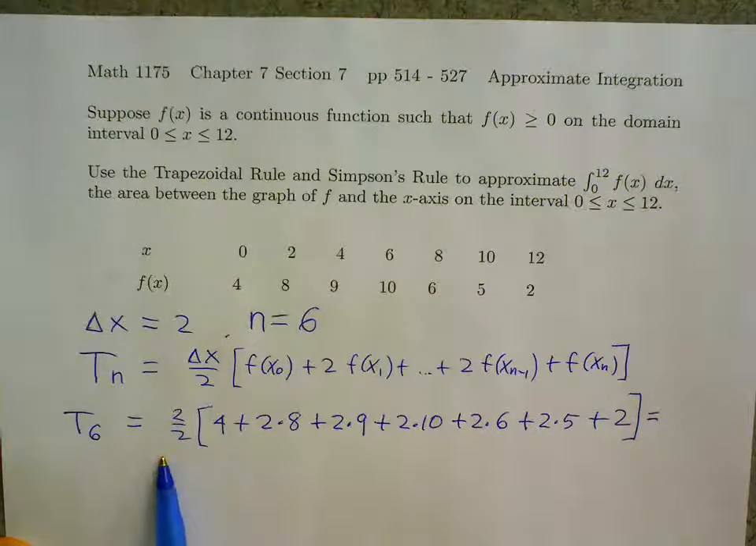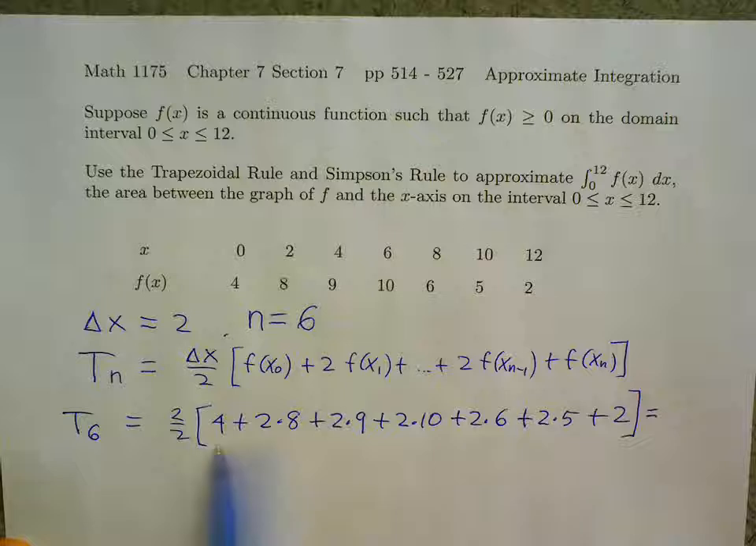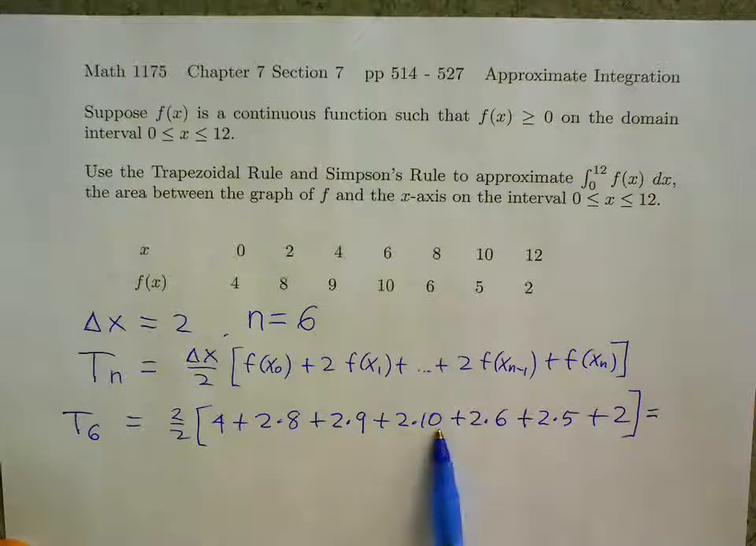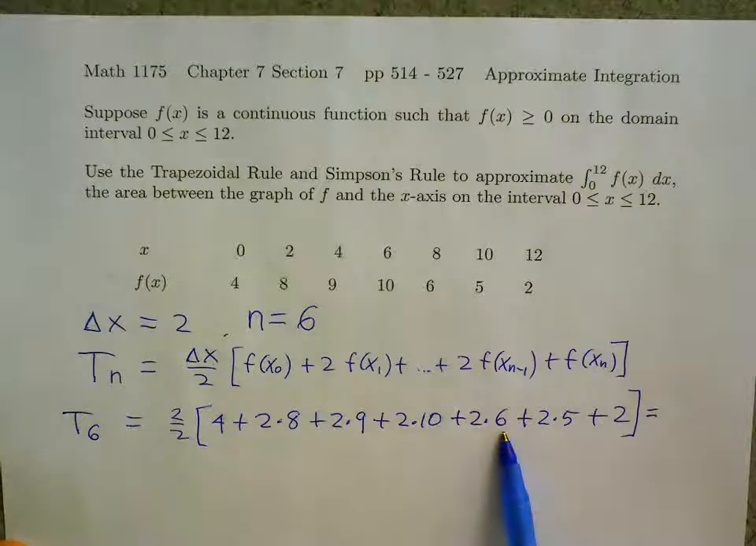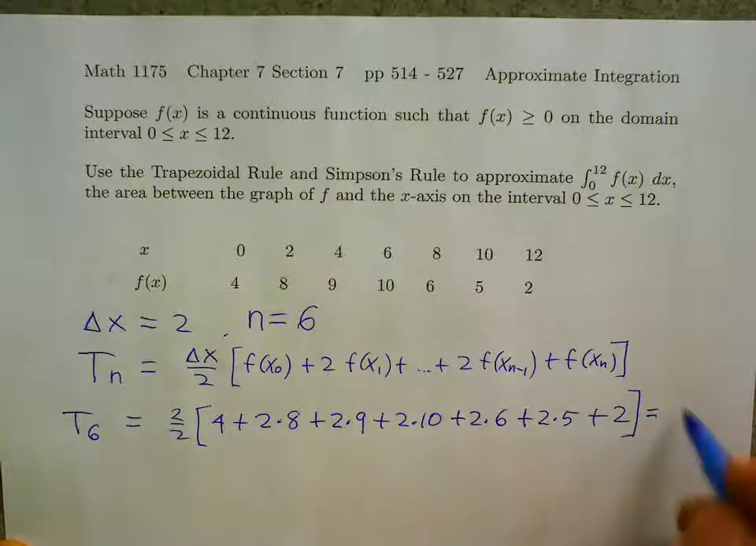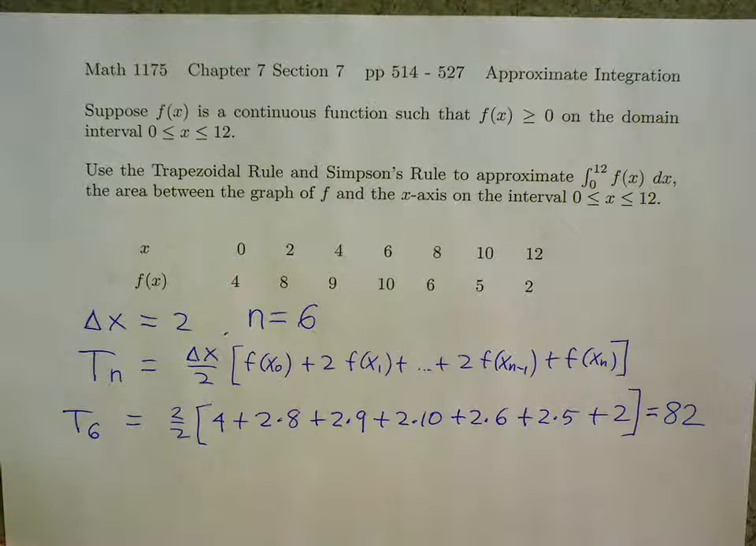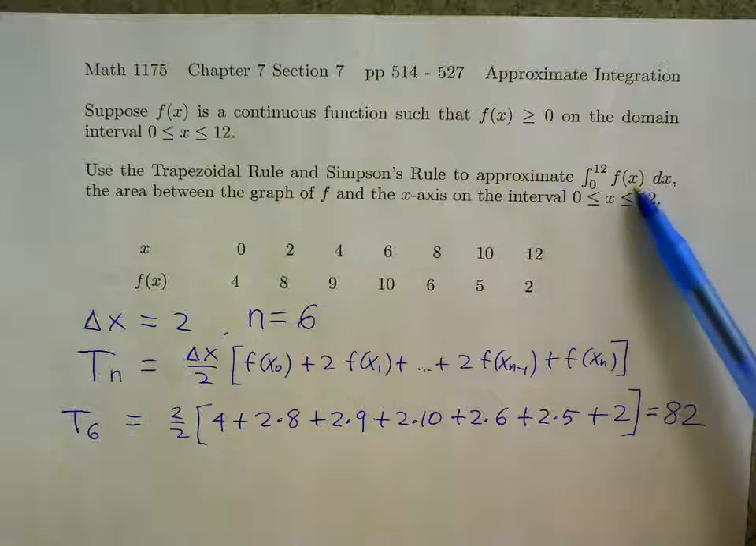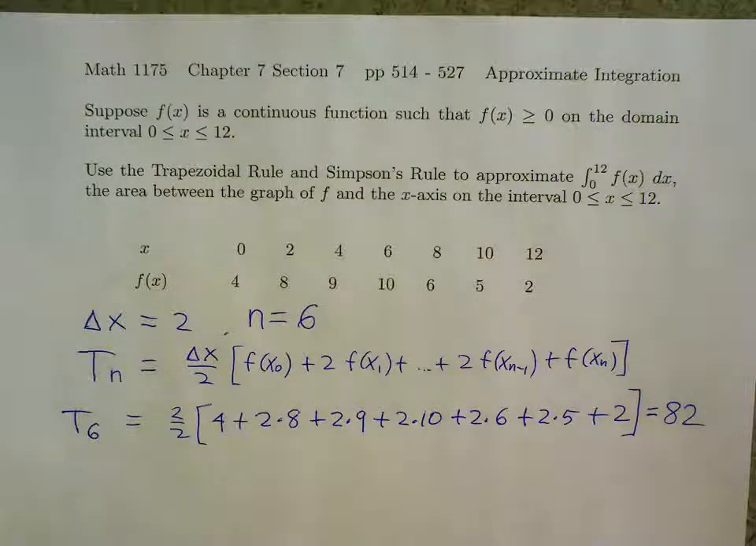2 divided by 2 is 1, and we can add these up pretty quickly. We get 4 plus 16 is 20, plus 18 is 38, plus 20 is 58, plus 12 is 70, plus 10 is 80, plus 2 is 82. So I get 82. Okay, so that's the approximation using the trapezoidal rule for the area below the graph of f on the interval from 0 to 12. Okay, now let's use Simpson's rule.